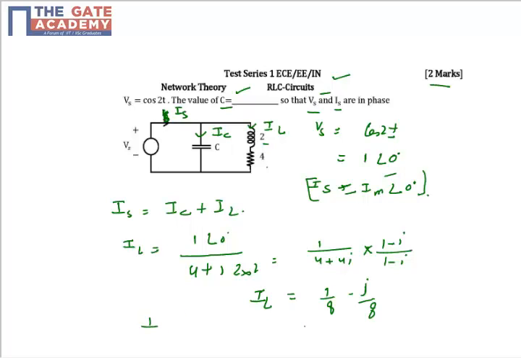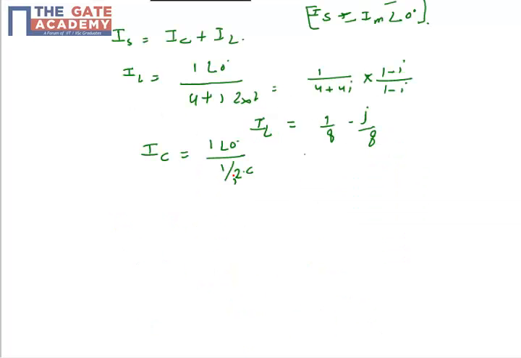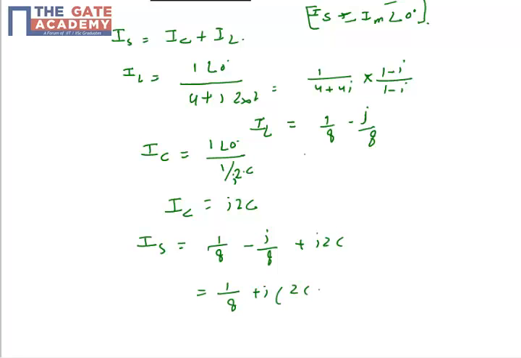Now let's calculate the capacitor current IC. Across the capacitor also we have the same voltage, and the impedance is 1 by j omega c. So it's 1 upon j times 2c, so you will have j 2c. That is your IC. So my source current will be 1 by 8 minus j by 8 plus j 2c. So basically you will have source current as 1 by 8 plus j times (2c minus 1 by 8). Okay, this is your Is.